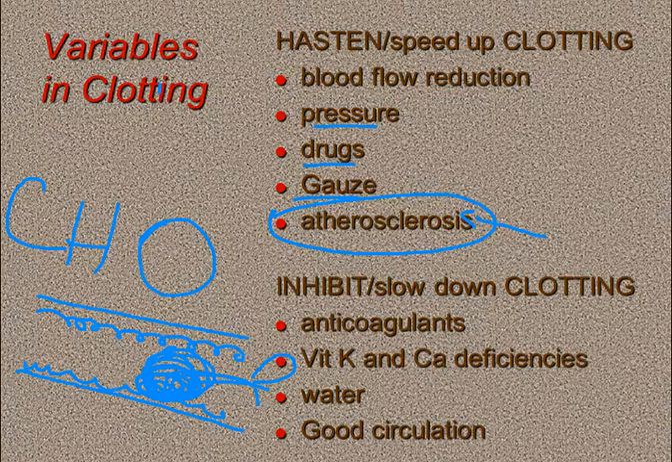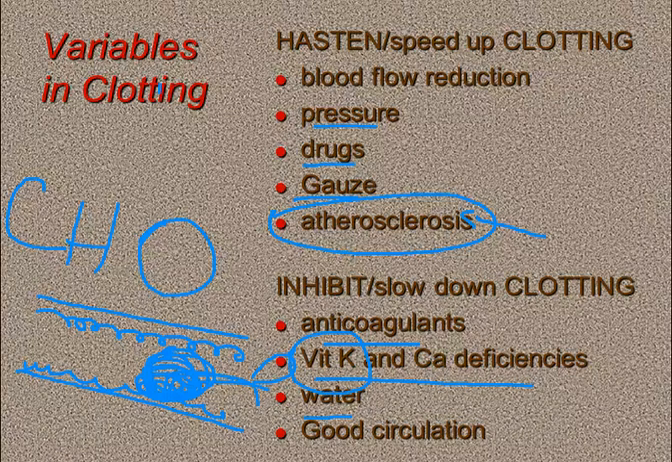Things that make clotting happen less, you can give anticoagulants. If you cut yourself, you can hold your finger under water. People do that all the time, but actually it makes your clotting less likely to occur because you're reducing the concentration of the clotting materials. You can also reduce clotting if you have a calcium deficiency or vitamin K deficiency, because your liver can't make the clotting proteins. And if you have really good circulation, you shouldn't have a clotting problem anyway.